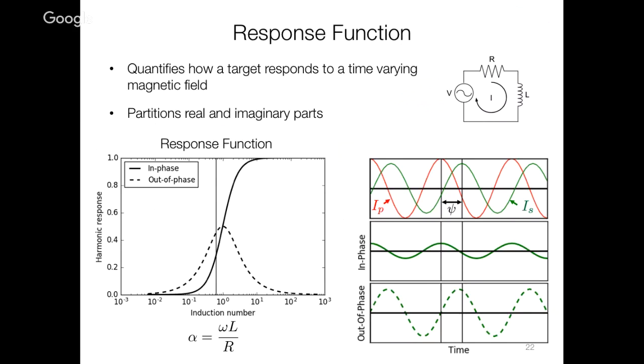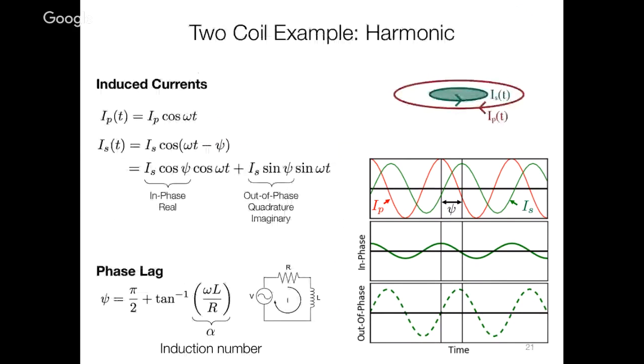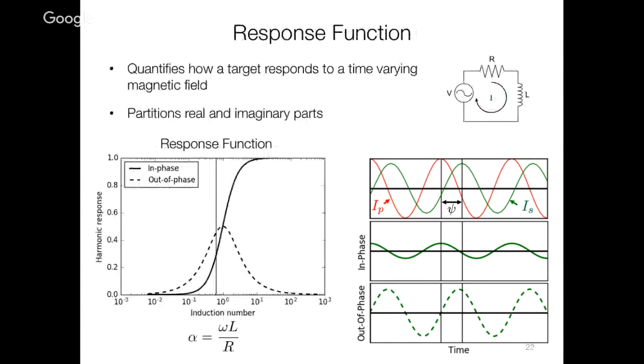So here's a plot of induction number on this axis, and the response function. What we see is that the in phase part looks like this. It's the black line. And the quadrature part, the out of phase part, as the induction number increases, this is between this term and this term. This picture is iconic. Every EM book that you look at has it, and it's the response function for a harmonic system.